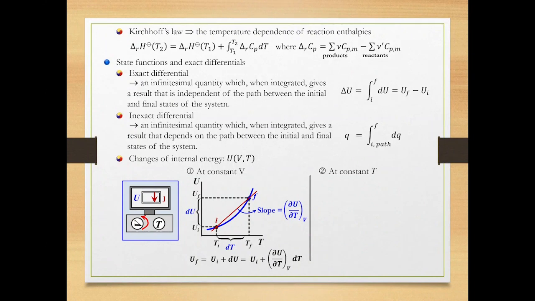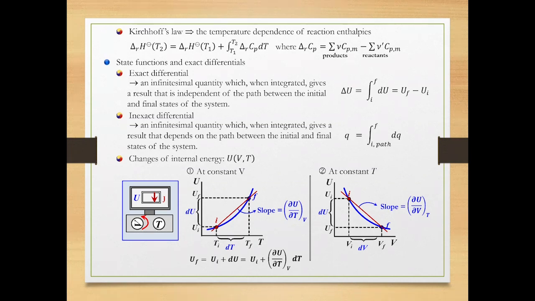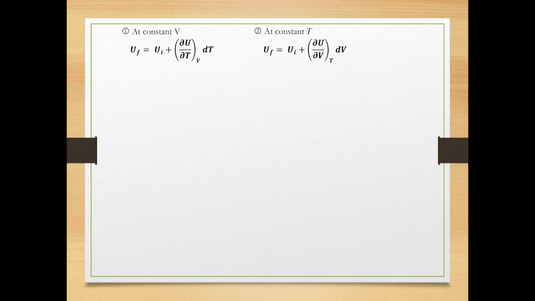This process is illustrated by this plot. Take note that an infinitesimally small increase of volume, dV, causes an infinitesimally small decrease of internal energy, dU. Like we did for the constant volume case, U final can be expressed as U initial plus the partial derivative of U with respect to V at constant T times dV. Be aware of how the slope is represented by the first partial derivatives at constant volume and constant temperature.